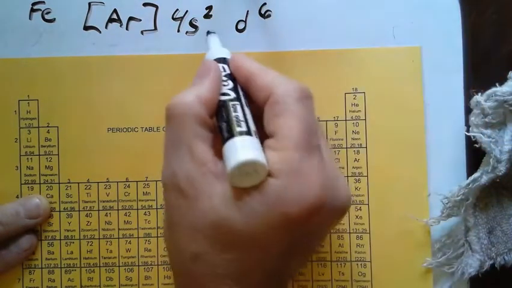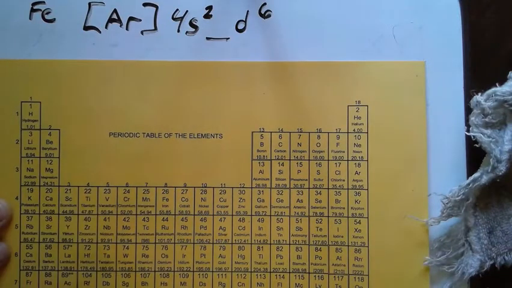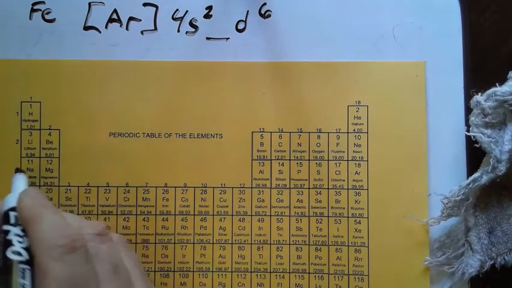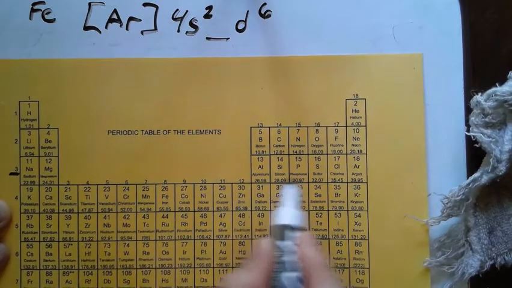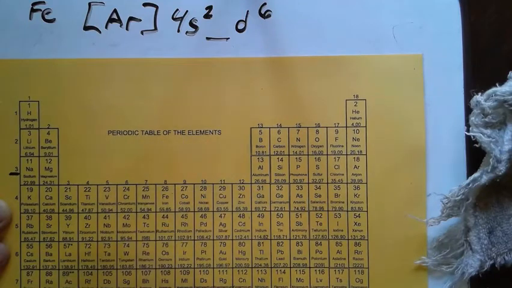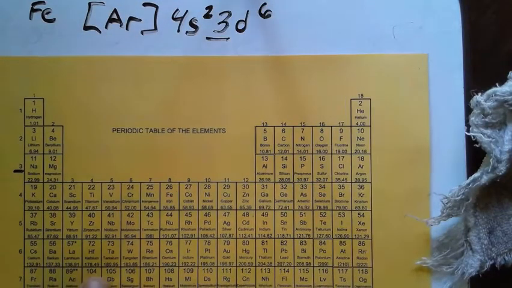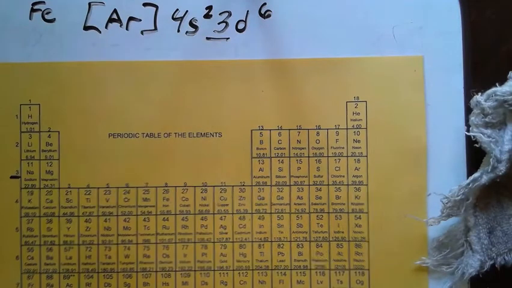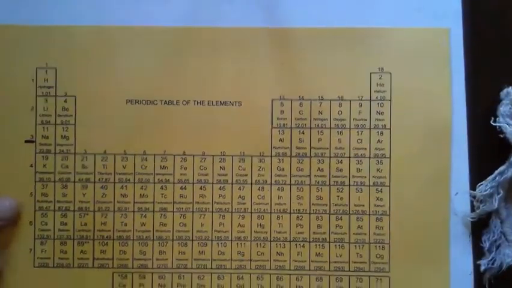d6. But what energy level is it? Now, you'd be tempted to think that it's 4, but this is one of those exceptions. Remember, the 3 covers these guys as well as this block here. Remember, it kind of jumps down 1. So this would then be 3d6. All right? So that would be iron. It's argon, 4s2, 3d6.